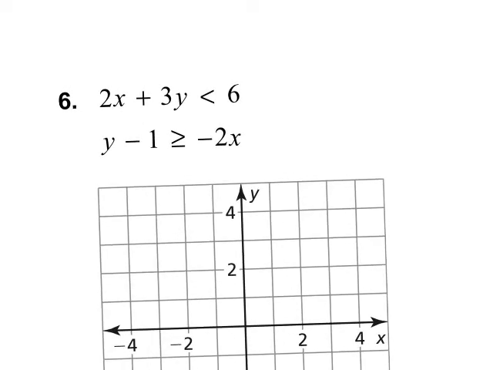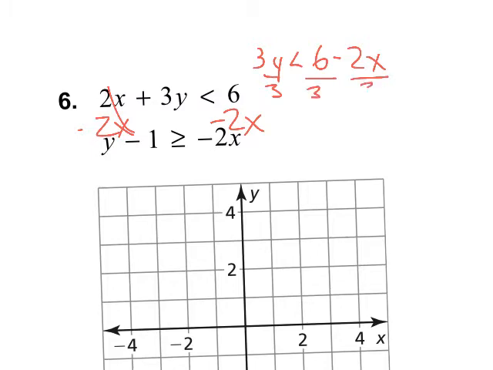Okay. So if I'm getting y by itself up here, I'm going to subtract 2x. So I have 3y is less than 6 minus 2x. Divide by 3 on every piece. And y is less than 2 minus 2/3 x. The other one, add 1 to both sides, it would be y is greater than or equal to -2x plus 1. And we're running out of time, so I'm not going to finish this problem, but you have the other two examples, okay?